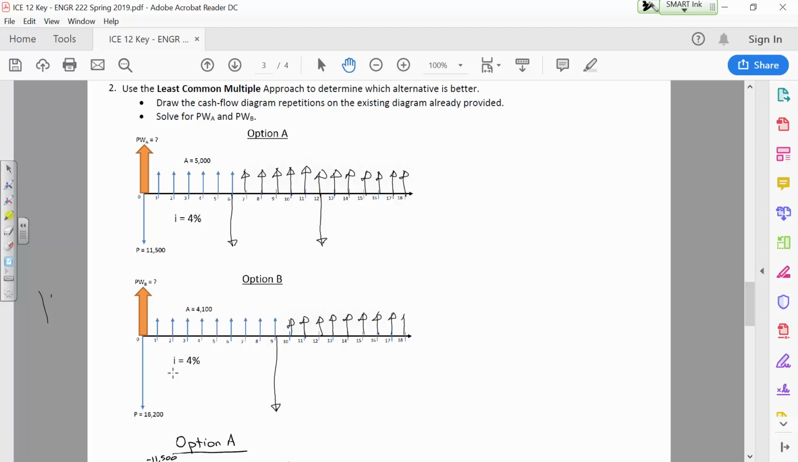So if we repeat, we've got to do 3 cycles of option A, 2 cycles of option B. And we don't buy the thing again. But now we have an F here of 11,500 and a different F of 11,500. And this F is 16,200.